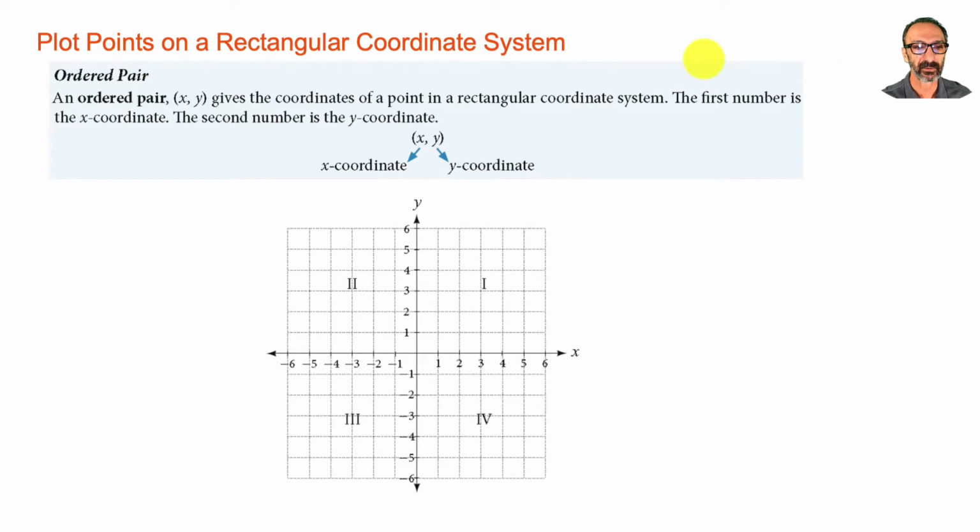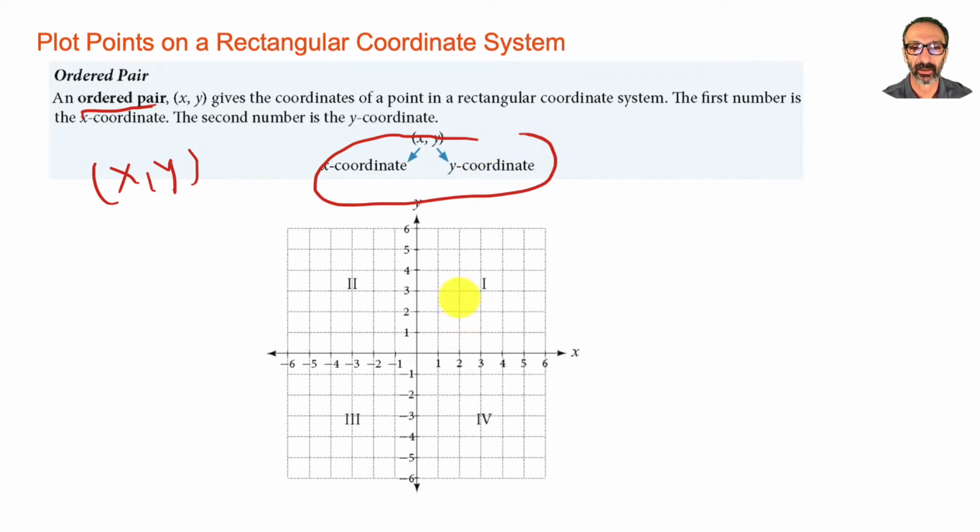As you can see right here, we have the ordered pair x and y. This is x and y as an ordered pair, and the first part is called x and the second part is called y. That's why they call it an ordered pair. And we have quadrants: quadrant 1, quadrant 2, we go counterclockwise, and quadrant 3 and 4. We're going to talk about this more in just a few minutes.